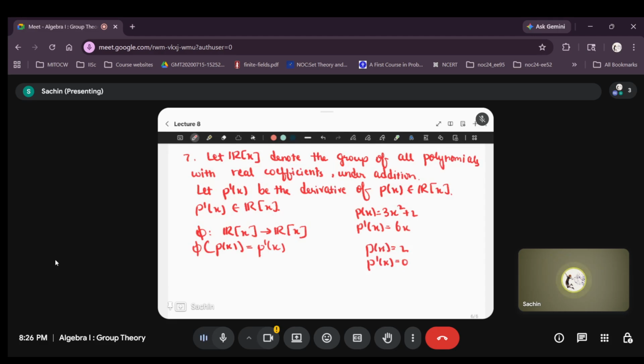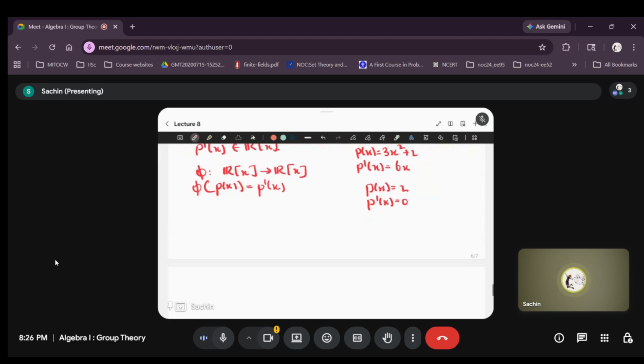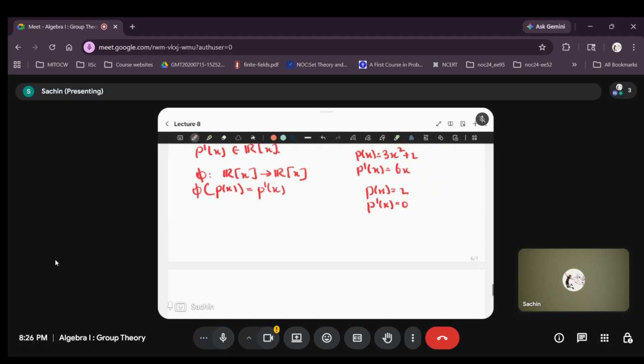Is this a homomorphism? Okay, but before all that, first, what is the identity element of R of x under addition? Yes, 0 is the identity. And the inverse of P of x is simply minus P of x.